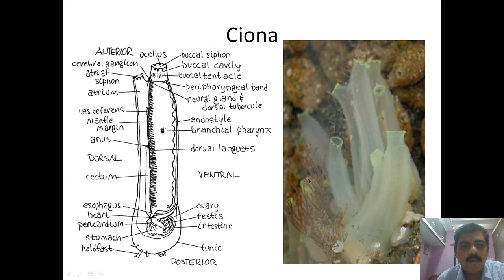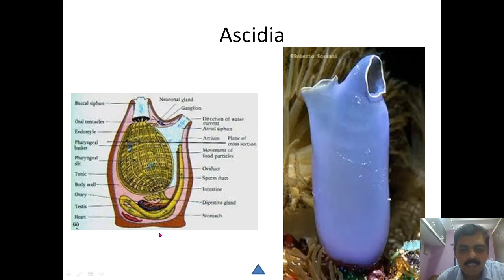Then, next, this is the Ciona in its habitat, and you can observe all these structures. This is the rectum and anus, from where the food material goes to the digestive system.